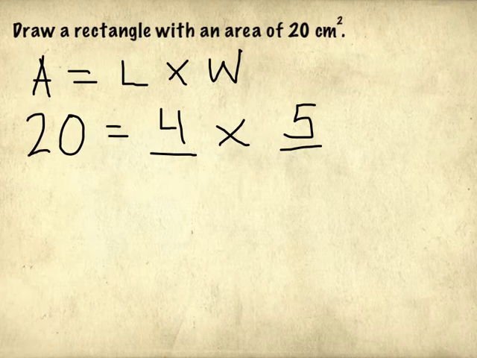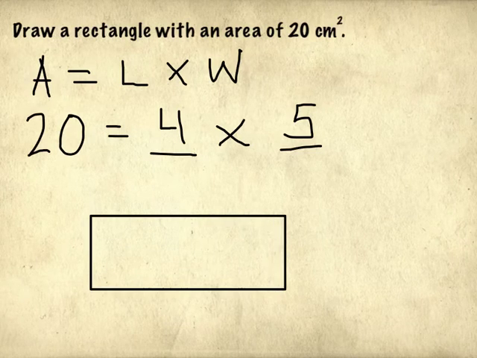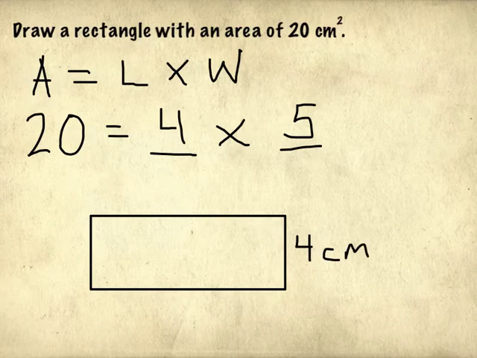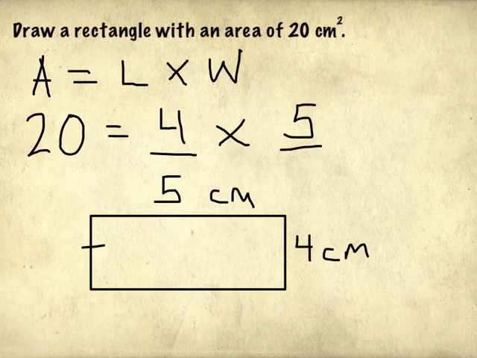And again, I'm going to do a model. I'm not going to pull out my ruler for this. So there is my rectangle. And I'm going to say, obviously, that the shorter side is 4 centimeters, and the longer side is 5 centimeters. And I'm going to use some symbols to show that these sides are the same length.